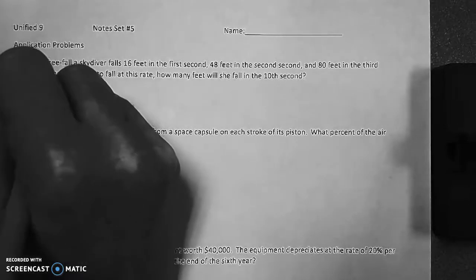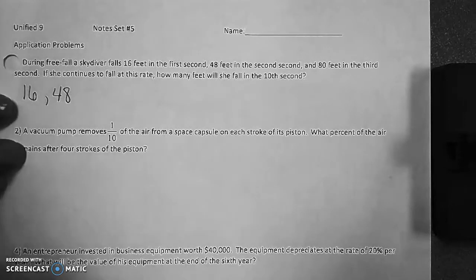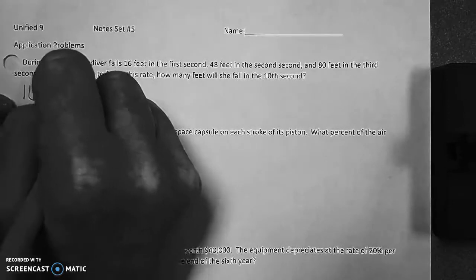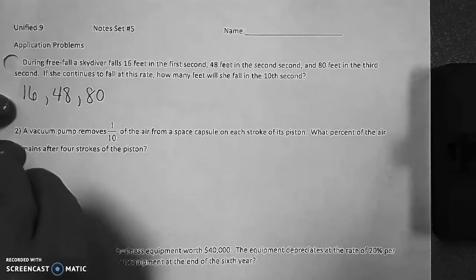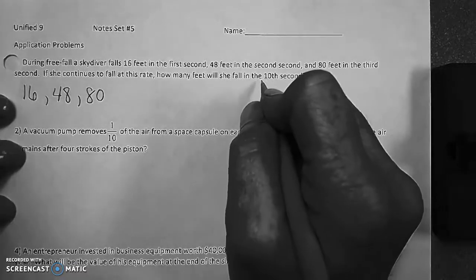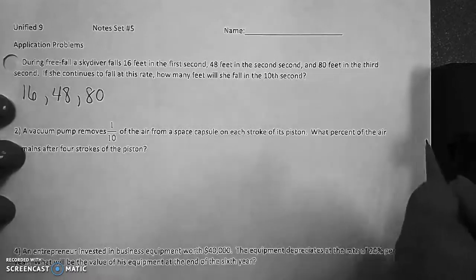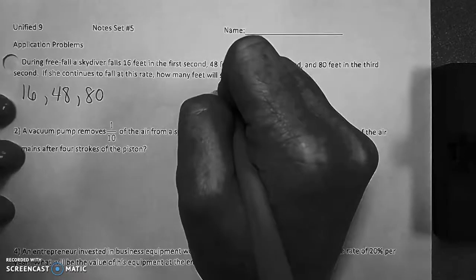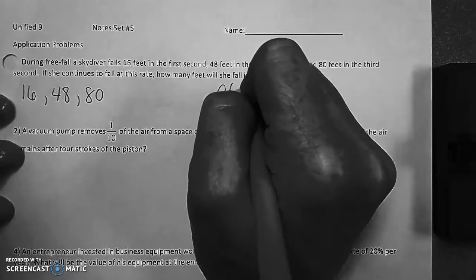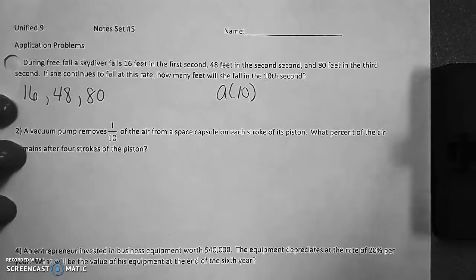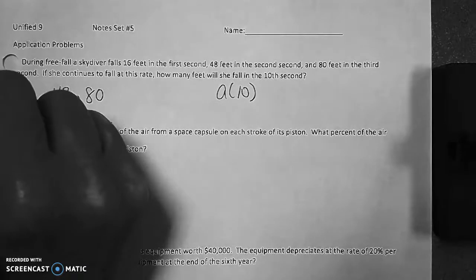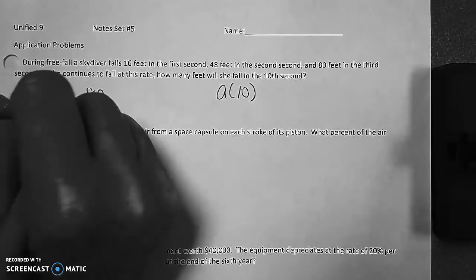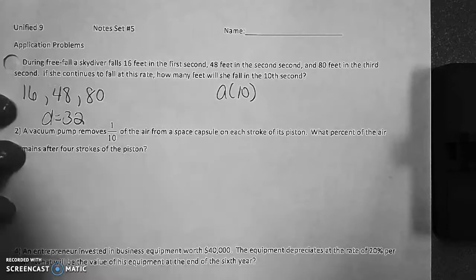So in the first question here, we have a skydiver, and he falls 16 feet in second 1, 48 feet in second 2, and 80 feet in second 3. And we want to know how many feet will she fall in the 10th second. So we can tell that we are going to find a sub 10. So we do have to decide what kind of sequence this is, and as you look at it, you can tell that it's arithmetic, and our arithmetic common difference is 32.